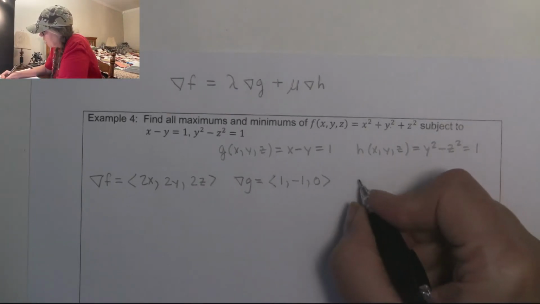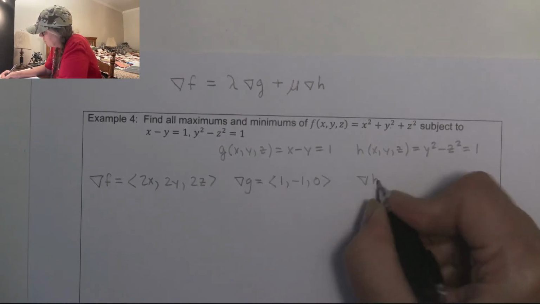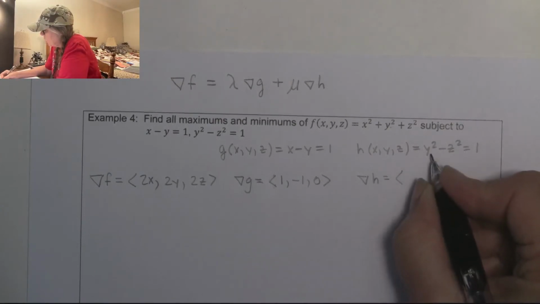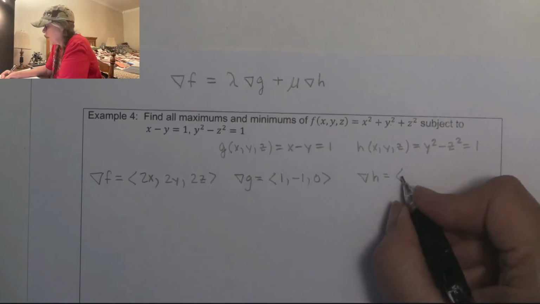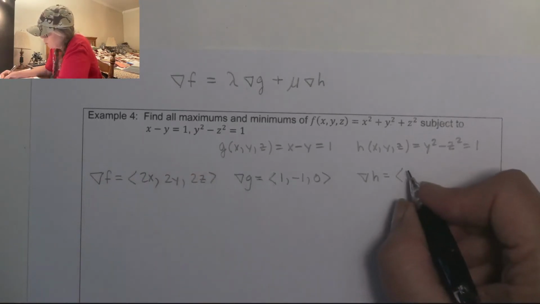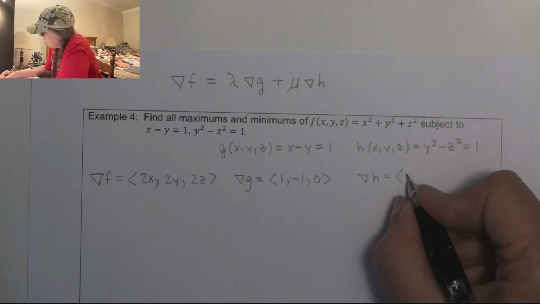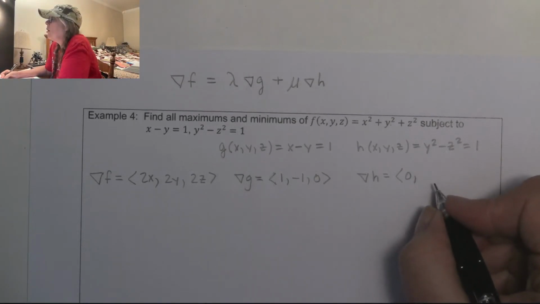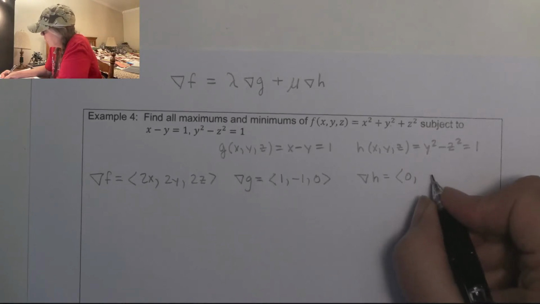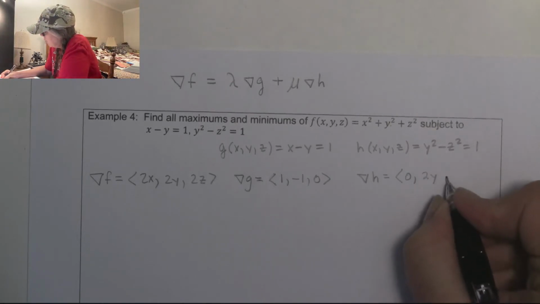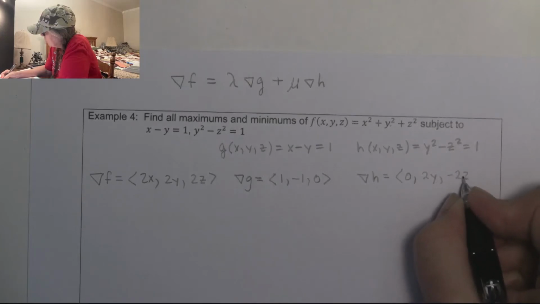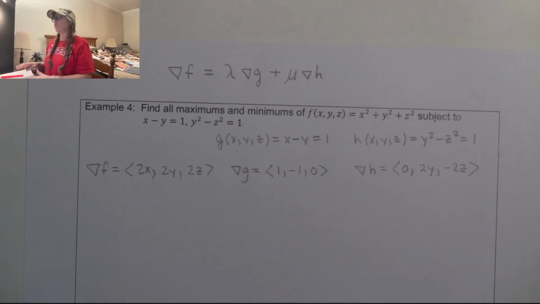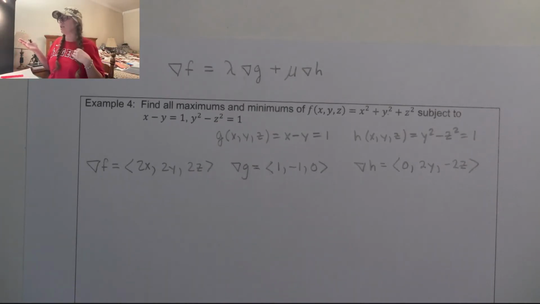And then for the gradient of h, we're going to get 0 for the partial with respect to x. Then we're going to have 2y, and then negative 2z. And then when we put this together, I kind of almost got the spacing right.